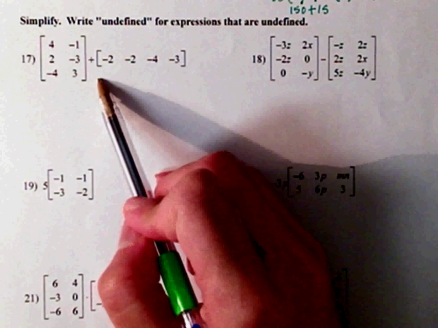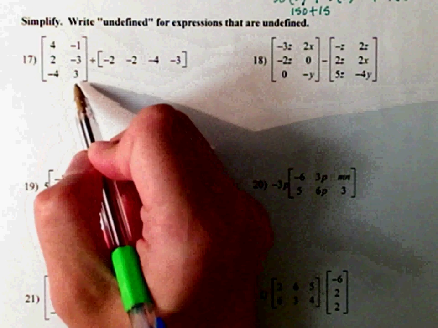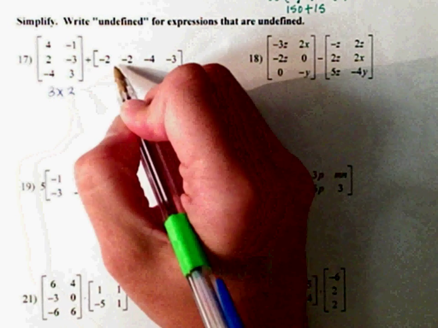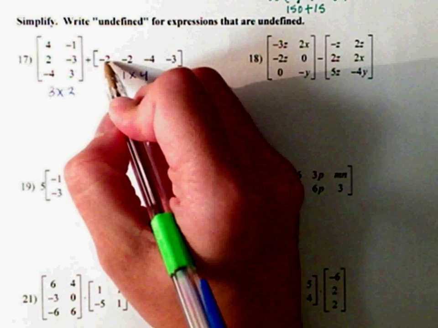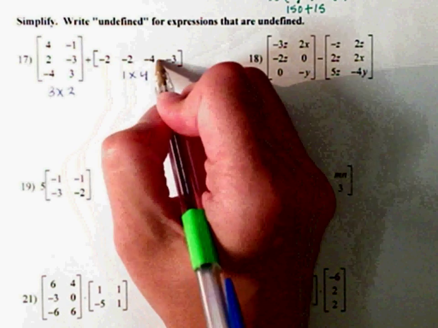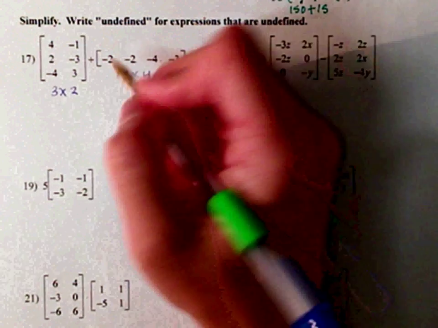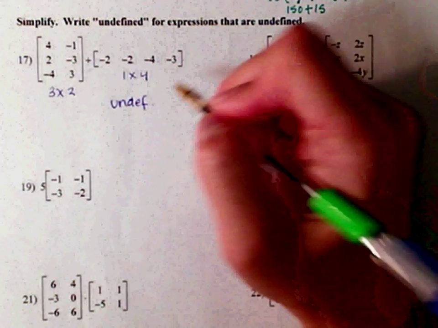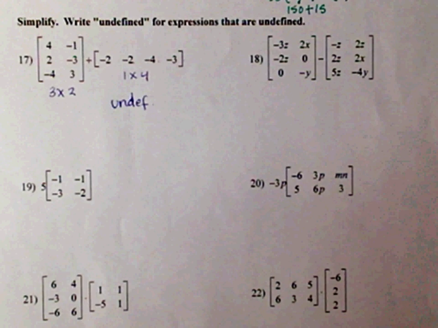Here you are adding and subtracting, so you need to take a look at your signs. Check out your dimension. This one is a 3 by 2, and this one is a 1 by 4. One row, 4 columns, 1, 2, 3, 4. Notice how your dimensions are not the same, and since they're not the same, you cannot add or subtract. So you have an undefined matrix. You can't add those two together.